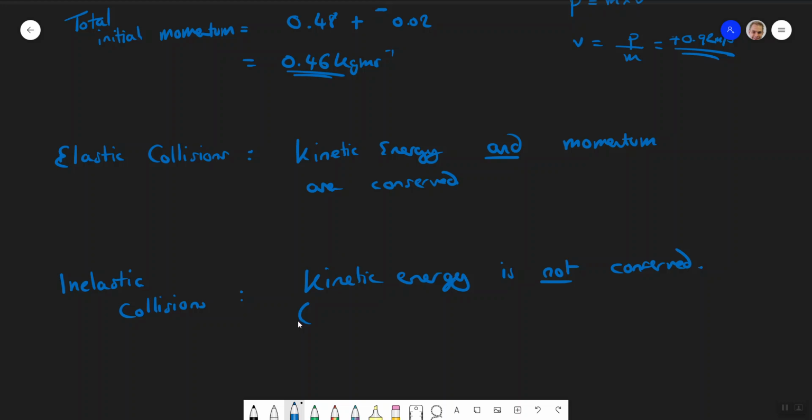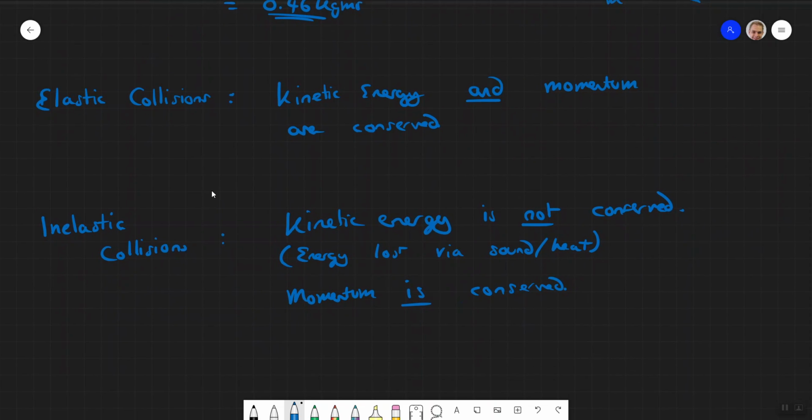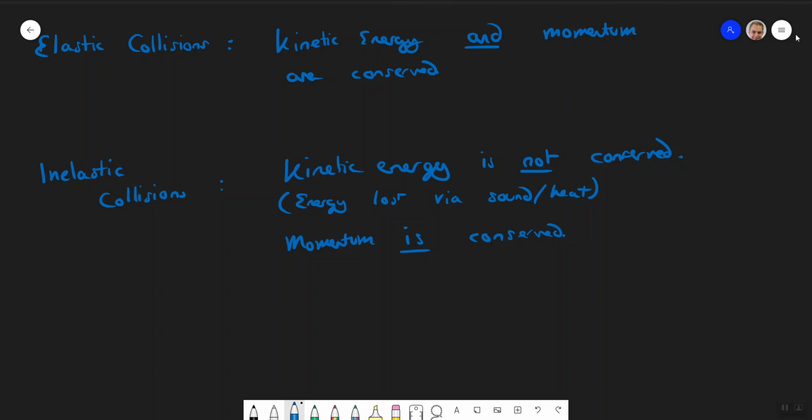But because total energy must always be conserved, that just means that energy is lost via sound, heat, and so on. But momentum is conserved. So sometimes if you're told that there's an elastic collision, that can enable you quite easily to get the velocity a different way, or to work something out. So look out for it, because it means there's another value that you know. So those are the two defining types that are important to know.